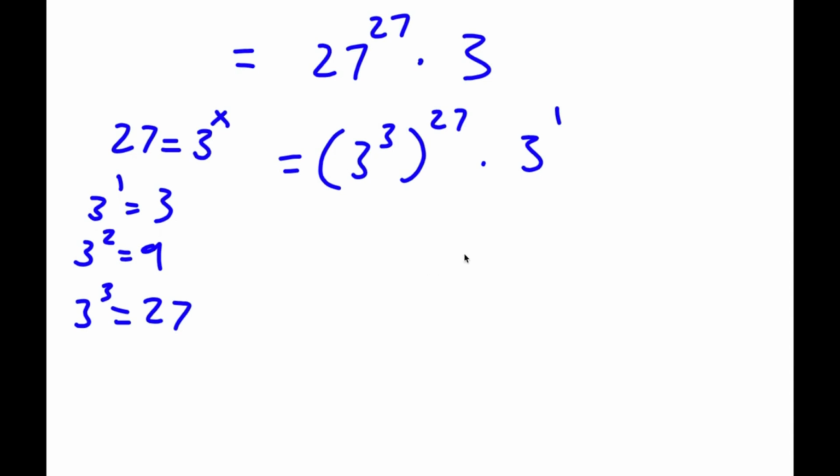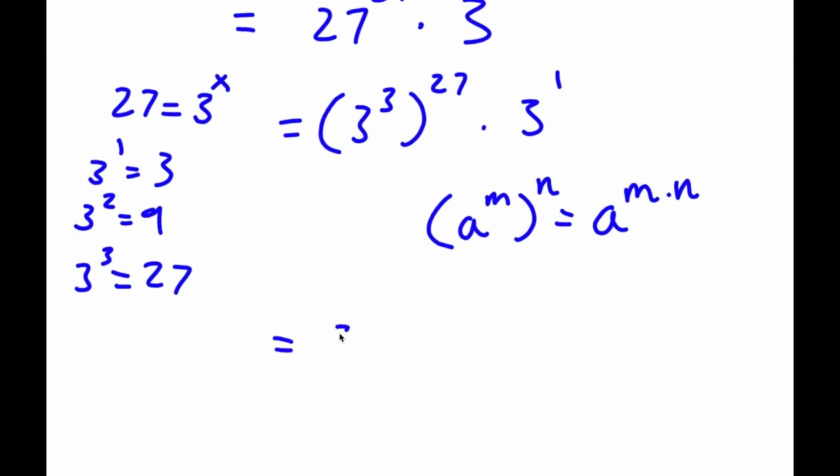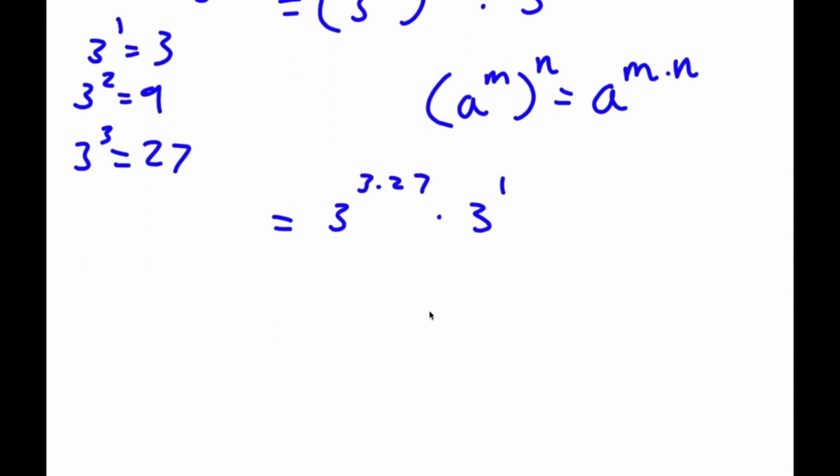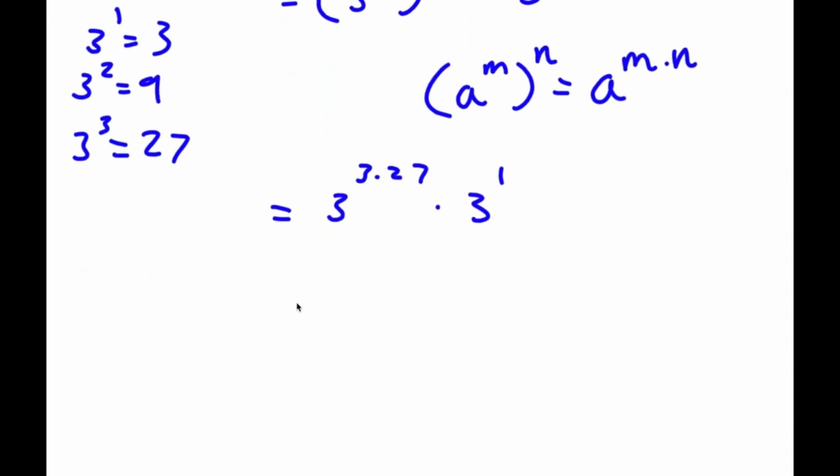Now, if I have something in the form a to the power of m to the power of n, this is equal to a to the power of m times n. So 3 to the power of 3 to the power of 27 is going to equal 3 to the power of 3 times 27, times 3 to the power of 1. 3 times 27 is 81. So I have 3 to the power of 81 times 3 to the power of 1.